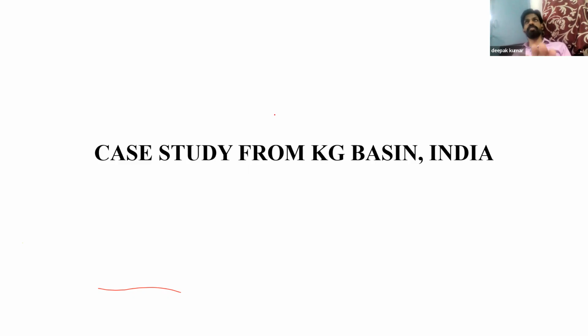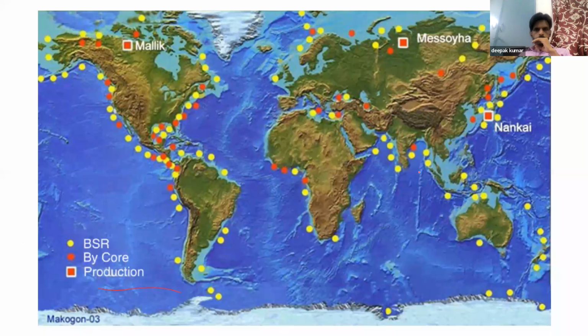Now, this case study, I'll take 5 to 10 minutes and complete. And these are the processing steps which I have already discussed here. I will be showing that. This case study is from KG Basin, that is Krishna Godavari Basin. Krishna and Godavari are two rivers, and they form a basin. And a huge amount of gas hydrates is available there.